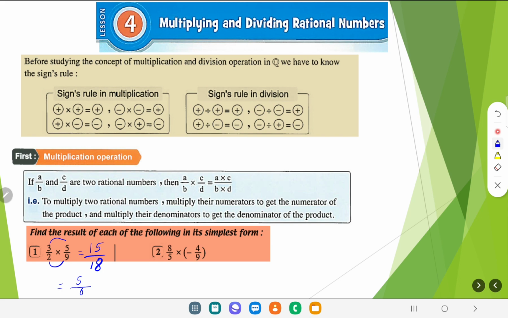Or firstly, I can simplify. Here, there is no simplifying. I will multiply up, it will be negative 32 over 5 multiplied by 9 equal 45. So it will be negative 32 over 45.